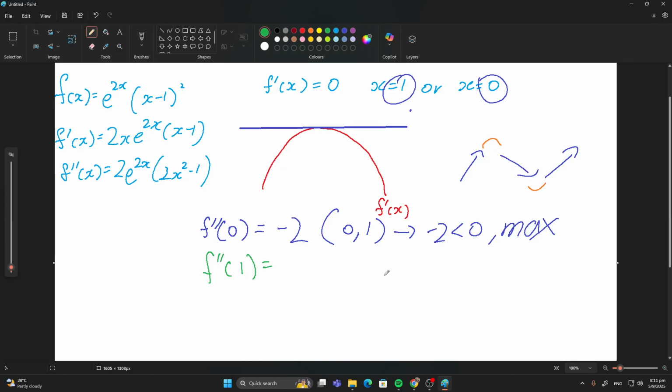F prime 1 equals, key in your calculator. Bam, bam, bam, bam. Wow, you get a very weird number. You get 14.78, which is for this coordinate, and it is more than 0, so it is a minimum. And there you have it. You found whether it's a max or min.